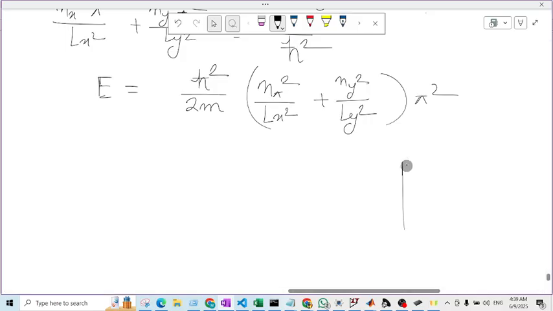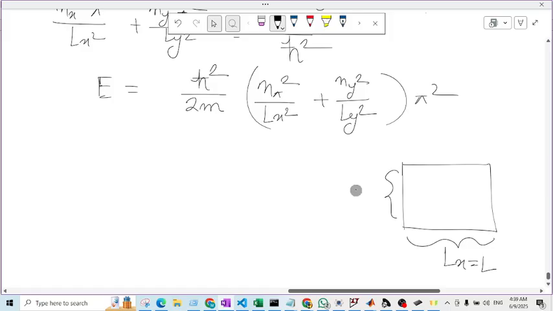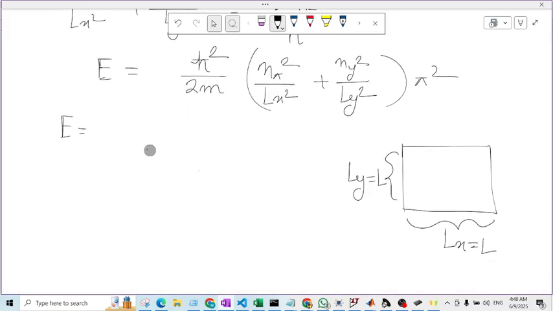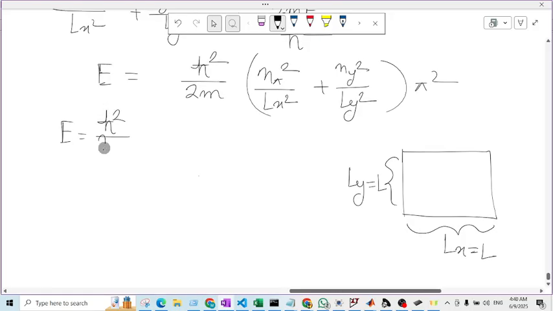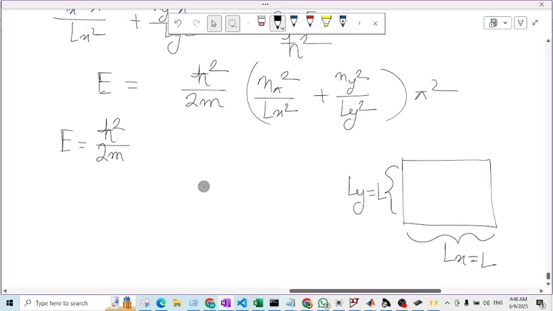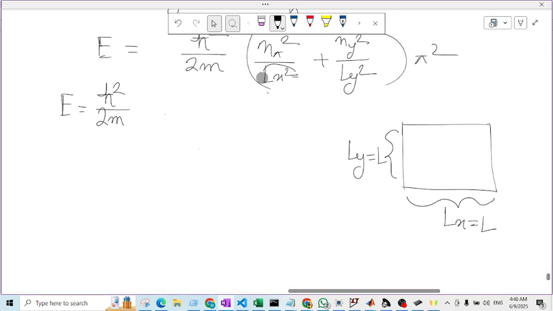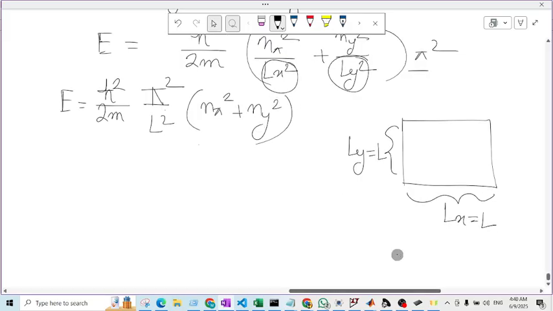And if I have a square here, I mean if I don't have a rectangle, let's say square, that means lx is also equal to l and ly is equal to l. So let's see what happens. Then h bar square divided by 2m, then let's take l square common here, write this pi square here, then I will get nx square plus ny square.